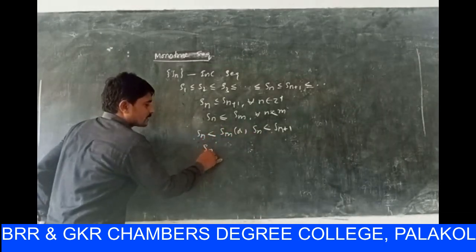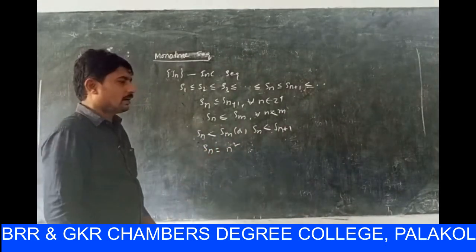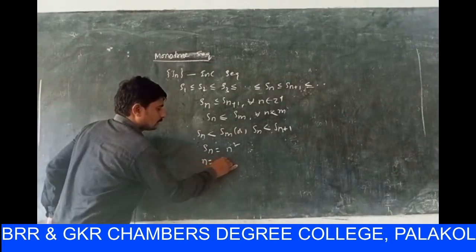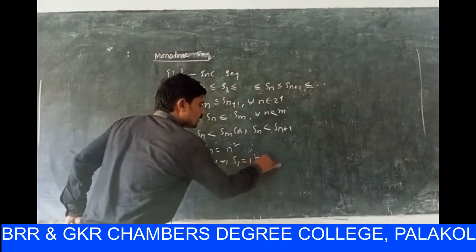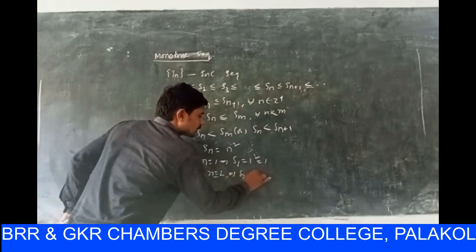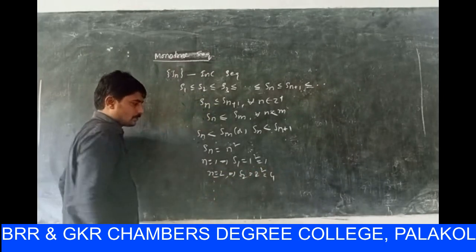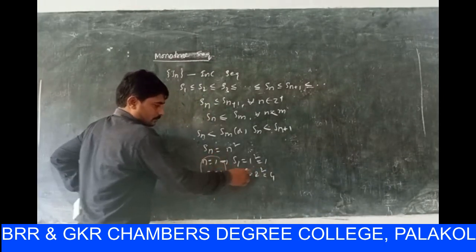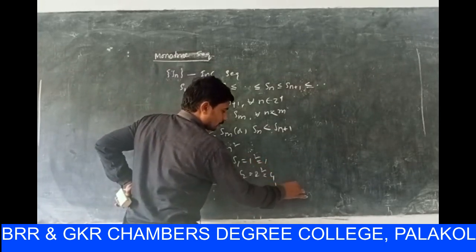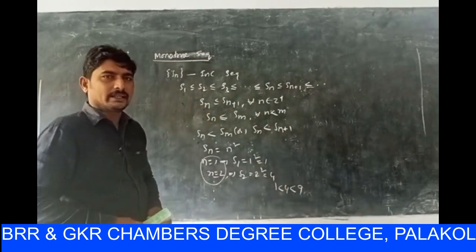So for example, Sn is equal to n square. This is a sequence. In this sequence, for n equal to 1, S1 is equal to 1 square, that is equal to 1. For n equal to 2, S2 is equal to 2 square, that is equal to 4, and so on. So if you are increasing n values, automatically the term values are increasing. That is, 1 is less than 4, 4 is less than S3, 3 square means 9, and so on. It is an example of an increasing sequence.